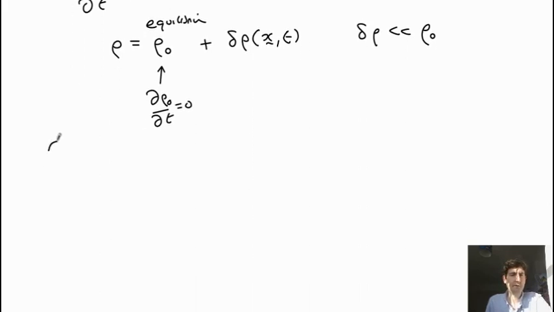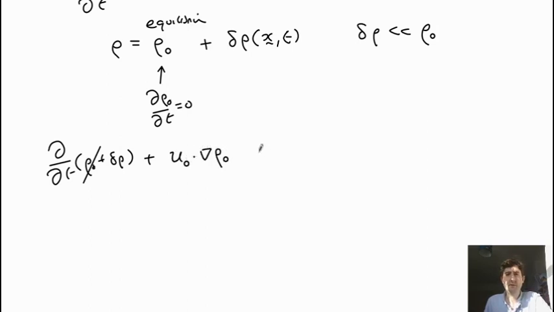So we have d by dt of rho naught plus delta rho, and of course the d by dt of the rho naught goes to 0. And then we have various other terms. So we have, for example, a u naught dot grad rho naught, and then on the right hand side we have a minus rho naught grad divergence of u naught. And so these terms involve only equilibrium quantities. These are all equilibrium.